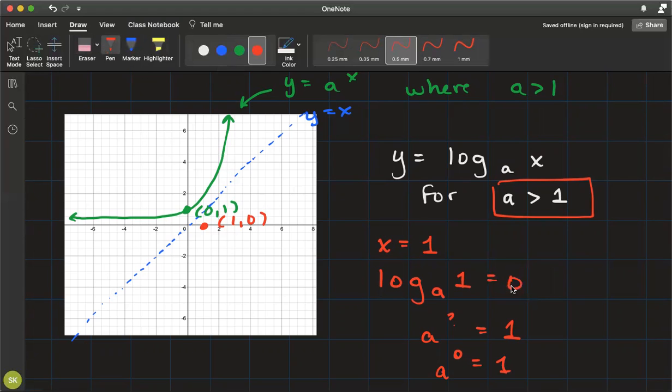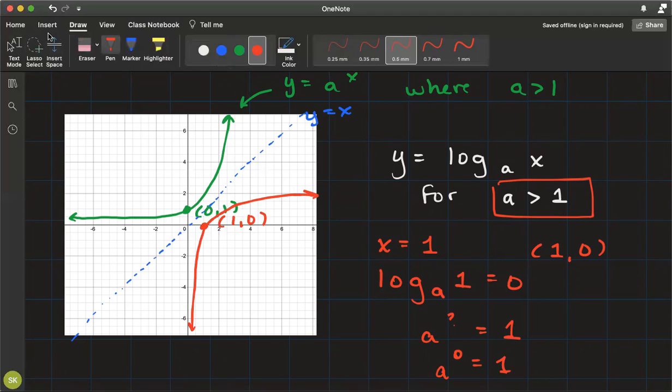So that is our y coordinate. So we have the point (1, 0). So that's why we have this point on the graph. And then this portion of the graph is going to go like this. And then this portion of the graph is going to go down towards this asymptote, x is equal to 0. Draw that a little bit better. Something like that.